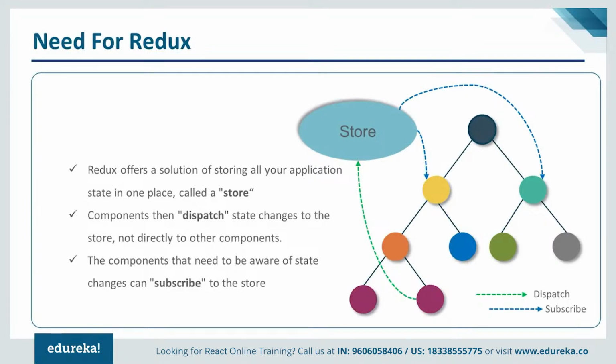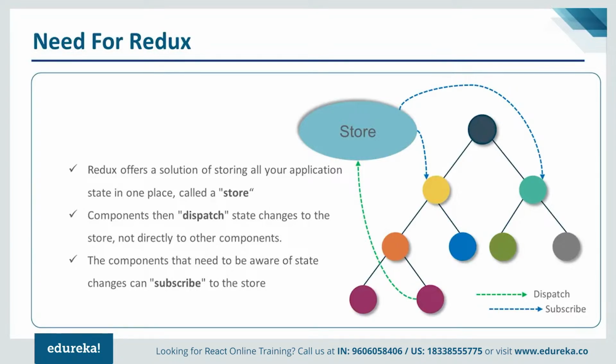So components then dispatch. First of all, the first step is dispatching and then subscription. So there are two steps over here. The green arrow lines are the dispatch and the blue ones are the subscribe. So components, by using Redux, dispatch the state changes to the store, not directly to the component. So whatever data is getting changed is now handled by the store, because it is taking some input and giving some output. This is the store.